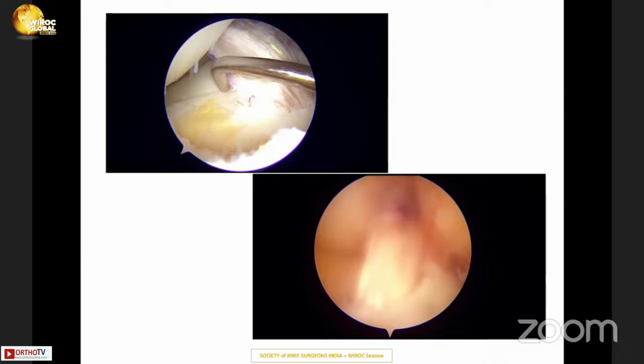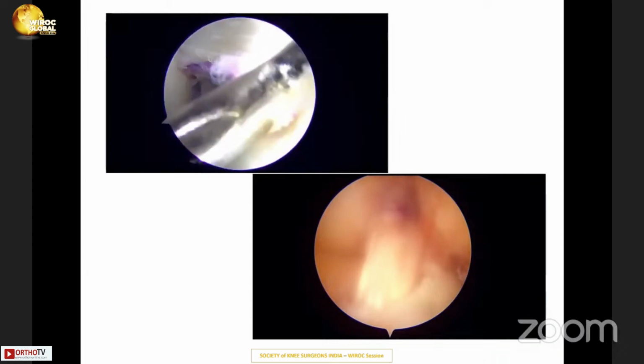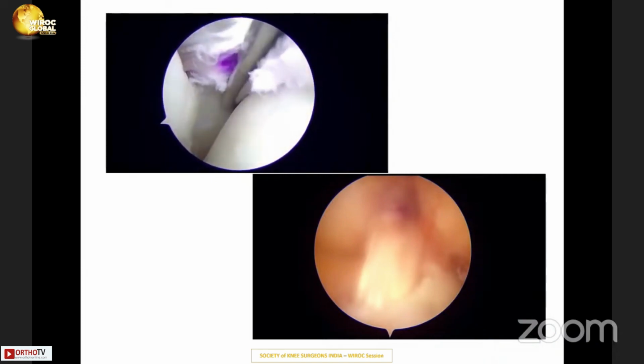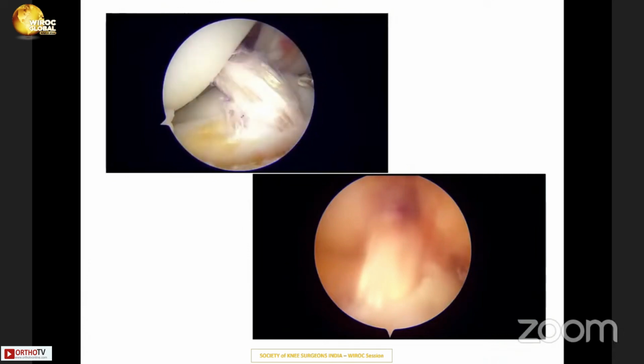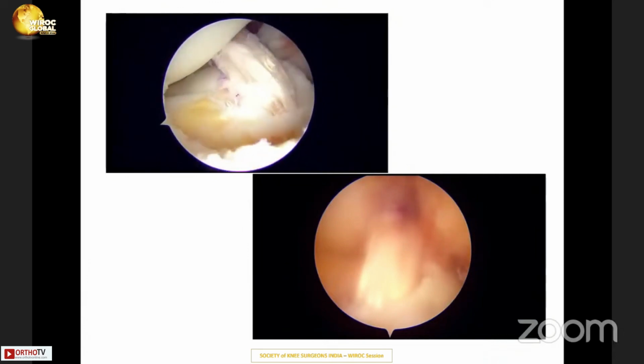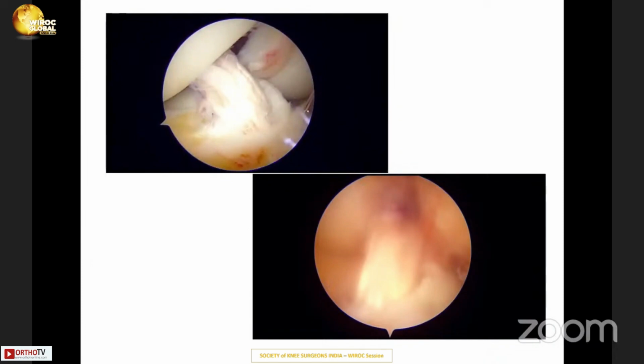And you can fix it very well with the routine implants of suspensory fixation on the femur and your screw, or suspensory fixation if you want, on the tibial side. So once you fix it, you see how we are covering maximum footprint on the femur, right, from the posterolateral to the anteromedial aspect. Even on the tibia, you cover the whole footprint and there is no tunnel graft mismatch seen.